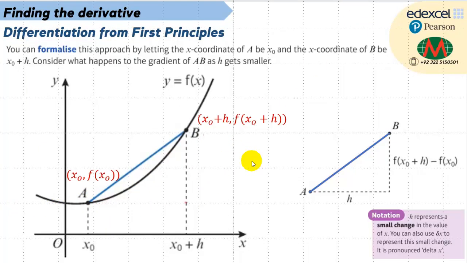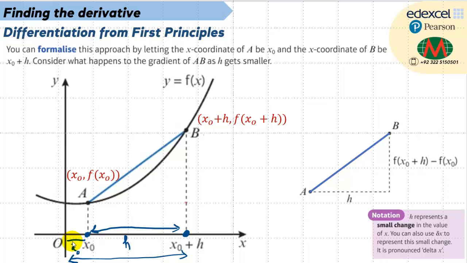Now see here, this is the same curve, and let me explain. This distance from here to here is x naught, and this distance from here to here is h. Therefore, the coordinate of the point over here will be x naught plus h. So this distance from here up till here will be x naught plus h.